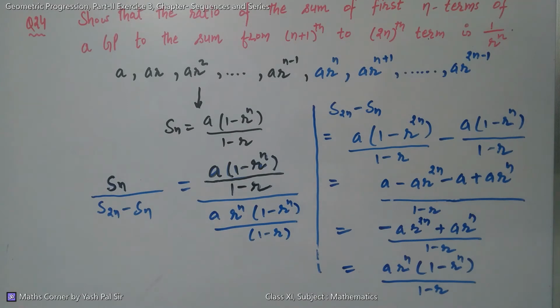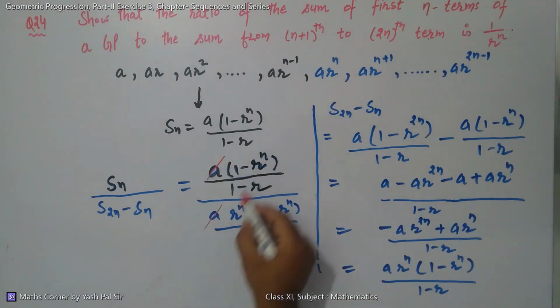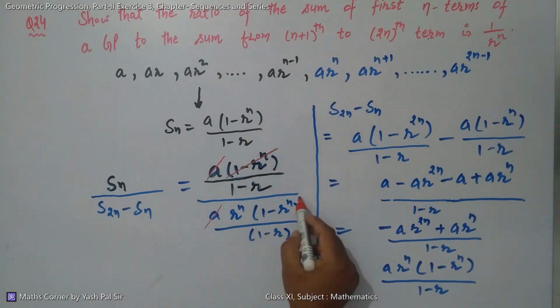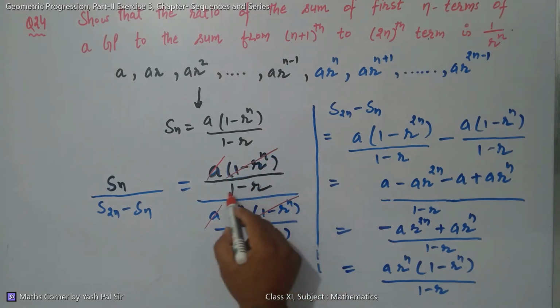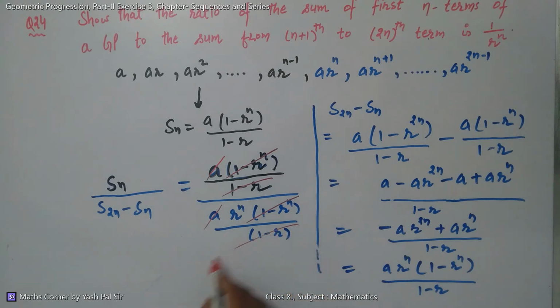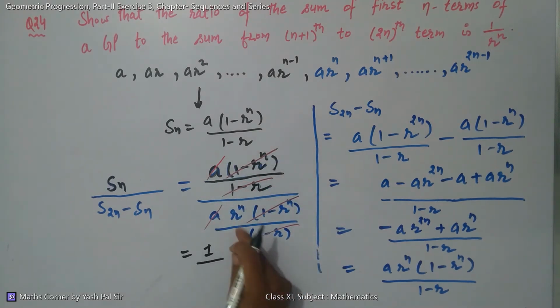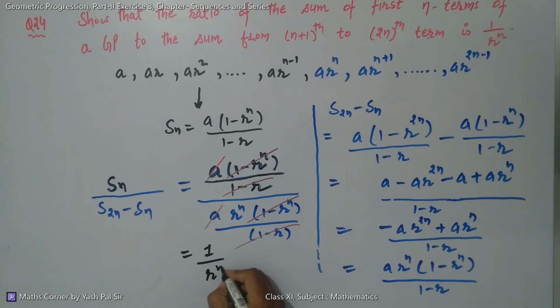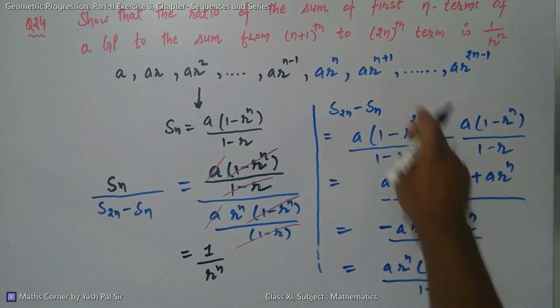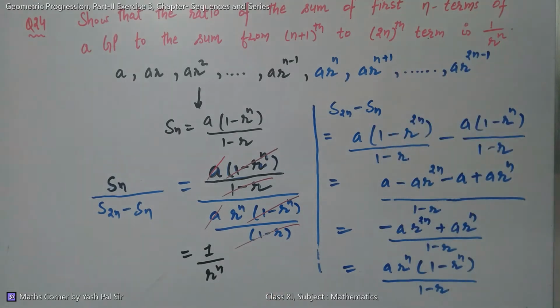Now what we see, a is cancelled, 1 minus r raised to power n is cancelled, 1 minus r is also cancelled. So what is the result we are left with? In the numerator, this is only 1. In the denominator, this is r raised to power n. This is what we have to prove, hence the result.